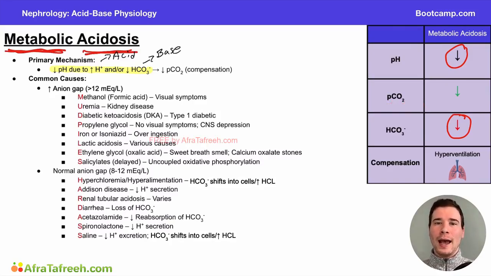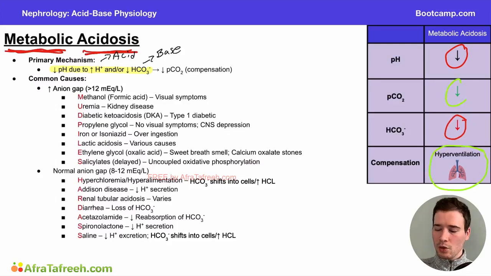So then the body wants to act to recreate homeostasis, which we always talk about. And how is it going to do that? If we're in a metabolic acidosis, we need to get rid of some of that acid. And so we're going to hyperventilate in order to decrease our CO2. And so when our body senses this increase in hydrogen protons or decrease in bicarbonate, it's going to respond by decreasing PCO2 as a compensatory mechanism, or what we call compensation.